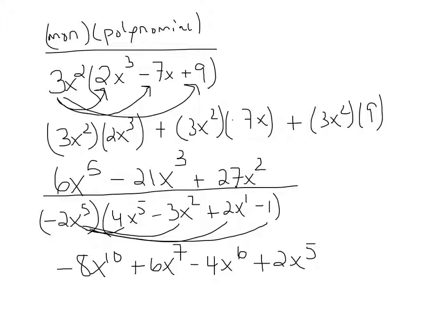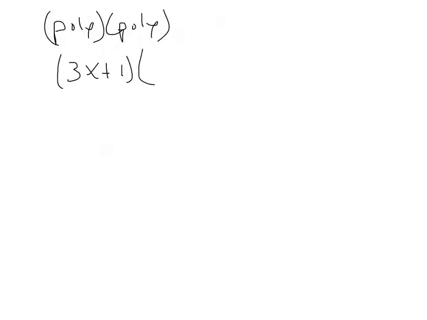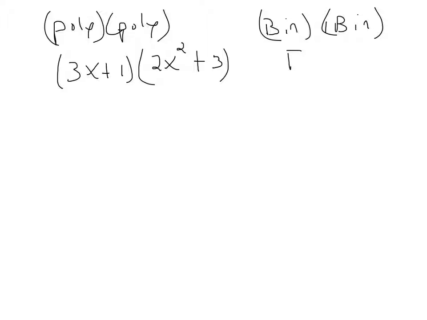So we've done monomial times monomial on the last page, and on this page we did monomial times polynomial. And now we have one last concept to deal with, and that is polynomial times another polynomial. So here's a special case. 3x plus 1 times 2x squared plus 3. This is a special case. It's a binomial times another binomial, and we develop a technique that we call FOIL.